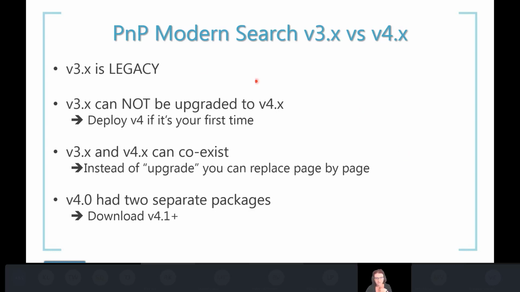So my recommendation is, if you are new to PnP Search, go for version 4. And all the URLs and links that I'm sharing today with you are for version 4, so the new version. Do not deploy version 3 if you start from scratch. As I said, version 3 cannot be upgraded to version 4, therefore deploy version 4 if it's your first time. If you already have version 3, there is no upgrade, but what you can do instead is you keep version 3, you also deploy version 4, and you have to replace the web parts one by one on every page where you use those PnP Modern Search web parts.